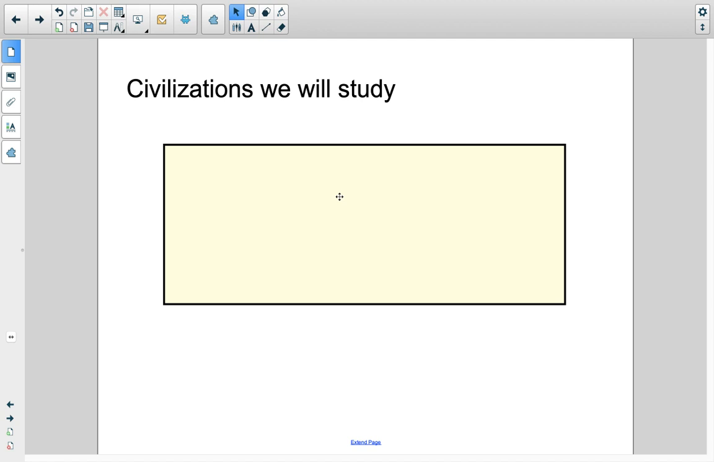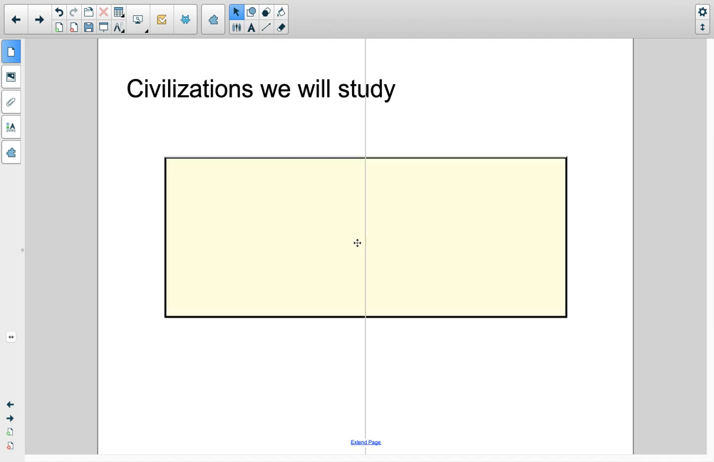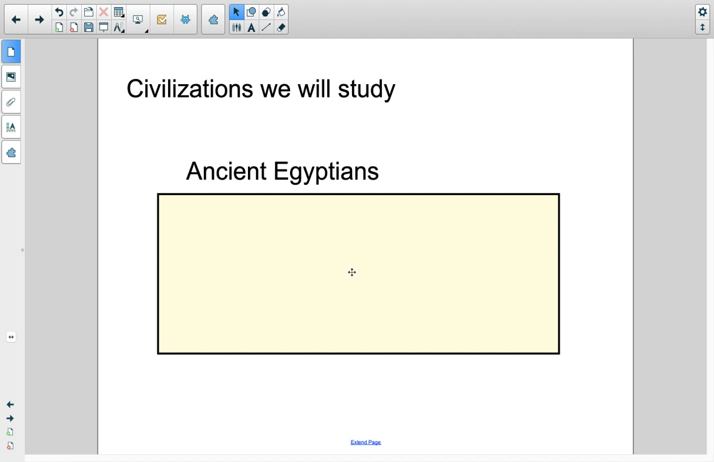In our unit on civilizations, depending on the time, I would like to study three specific civilizations that I think are very important to us, both as Canadians and in the Western world in general. They had a huge influence on how our society has evolved. The first one I want to look at is the ancient Egyptians. They're probably the most famous of the ancient civilizations. We hear a lot about the Egyptian pyramids all the time. That's one of the ones we're going to look at.